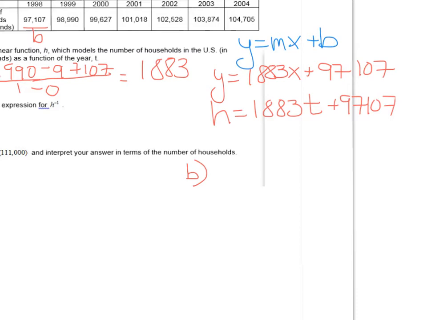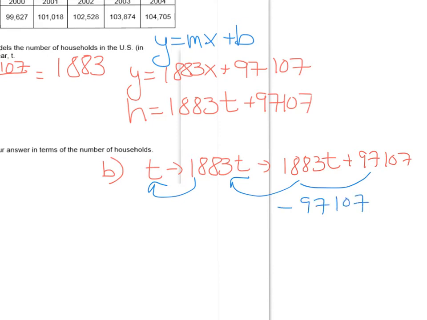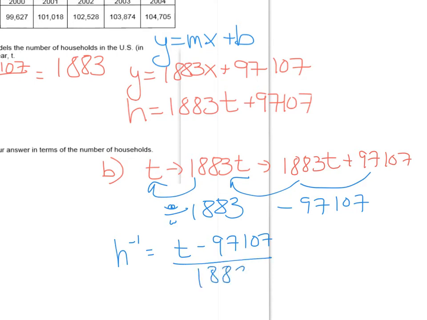So to write our equation, first we took t, then we multiplied by the slope, and then we added the y-intercept. So now we're going to go backwards. All the way to there, and then from there to there. So first we're going to subtract the 97,000, and then we're going to divide by the slope. So that means our inverse function is t minus 97107 divided by 1883.